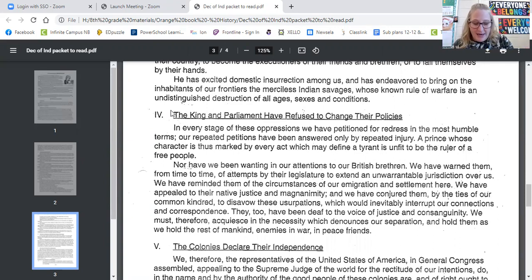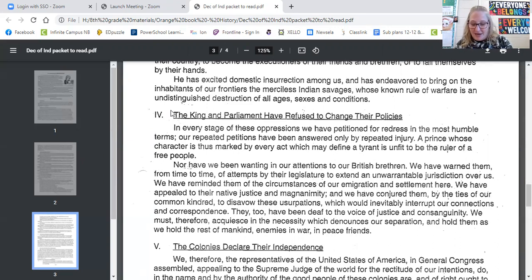Highlight this part. In every stage of these oppressions, we have petitioned for redress in the most humble terms. Keep highlighting. Our repeated petitions have been answered only by repeated injury. So what is that saying? I've asked you to stop. You keep making it worse.